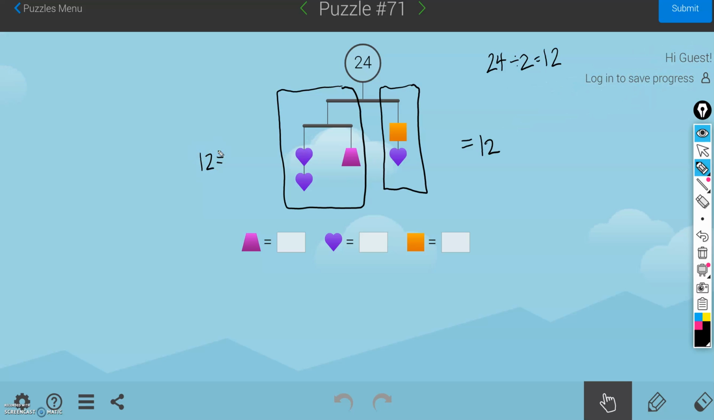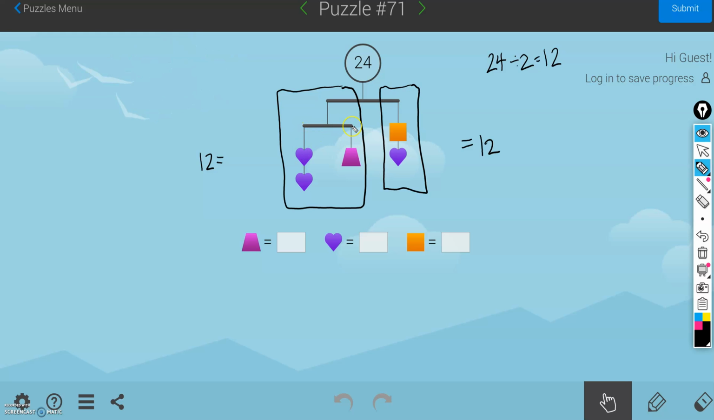Now, I can tell that I have an unknown orange square and an unknown purple heart. I know that together they add to 12, but one of them could be 8 and the other be 4. One could be 6 and the other be 6. One could be 10, one could be 2, but I'm not for certain. So let's look at this other mobile.